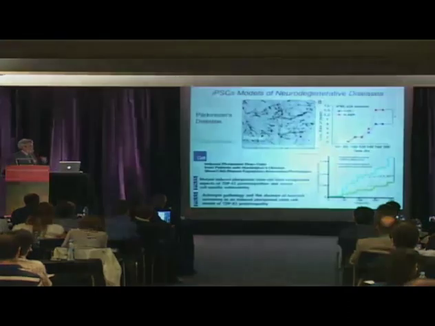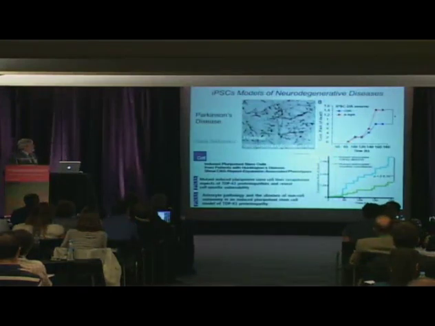And so this approach has been pretty successful. We have now made human neuron models of Parkinson's disease based on synuclein triplication and LRRK2 mutations.